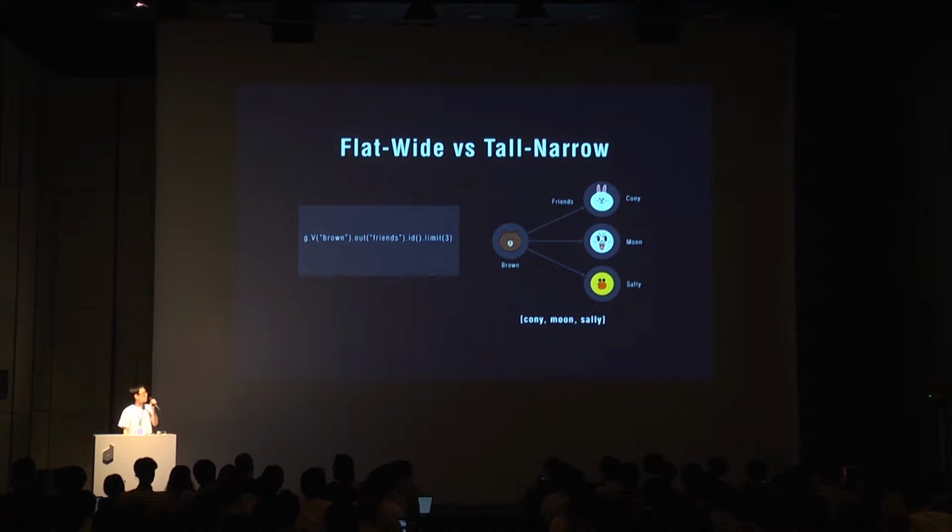This is a simple graph search query using a graph traversal language called Gremlin provided by Apache TinkerPop. It queries the ID of the 3 users who are friends of Brown. As you can see, the syntax is very intuitive. Now, let's look more closely at how the query is run in this model.